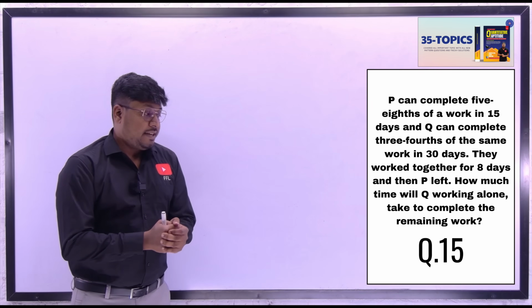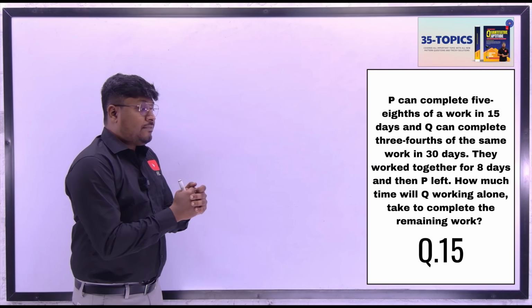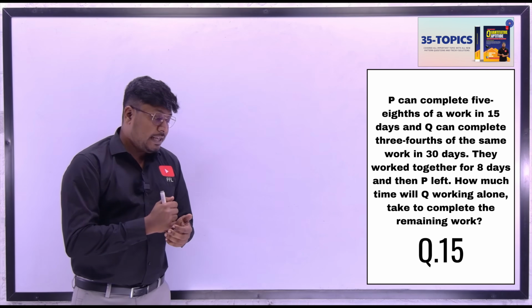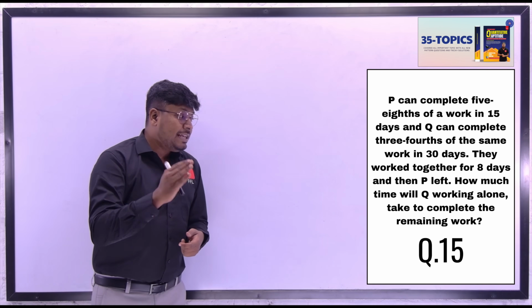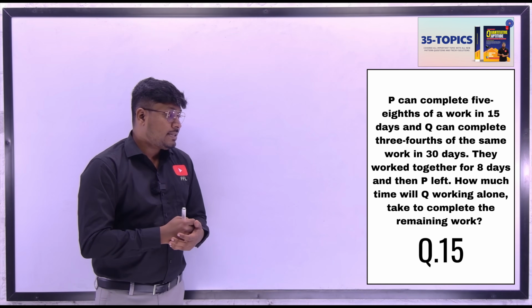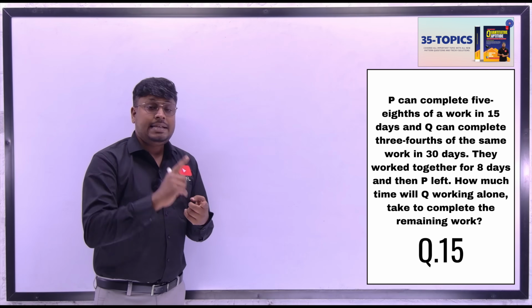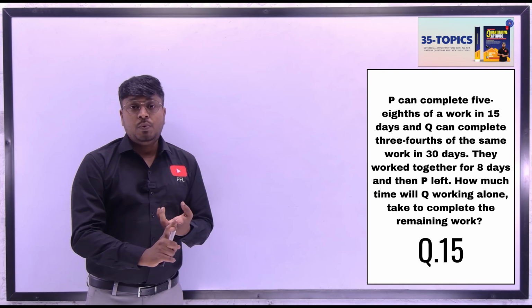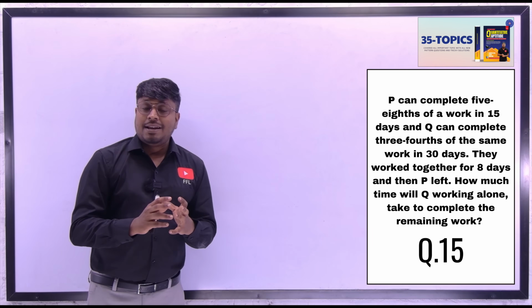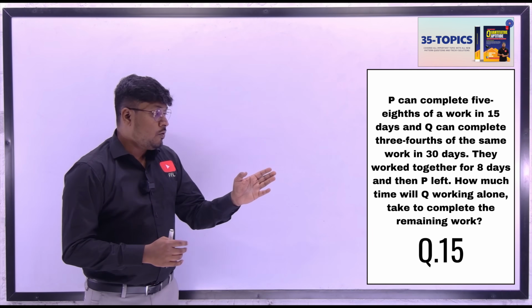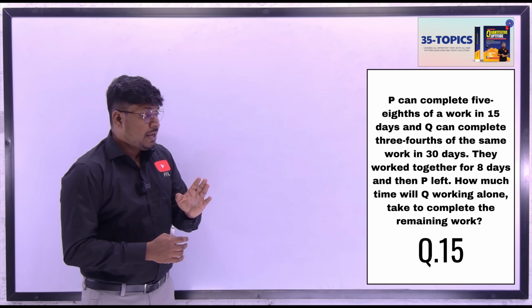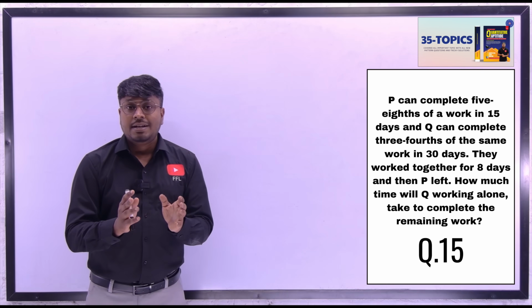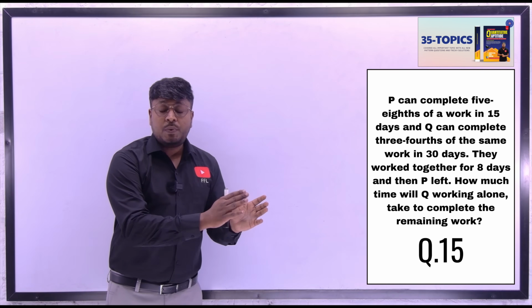Question number 15. P can complete 5 by 8 of the work in 15 days. Q can complete 3 by 4th of the work in 30 days. They worked together for 8 days and then P left. So the remaining work was completed by Q in how many days? So our target is to find how much time Q, working alone, takes to complete the remaining work.